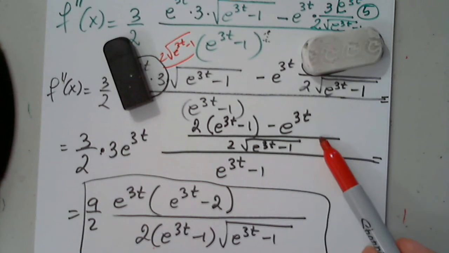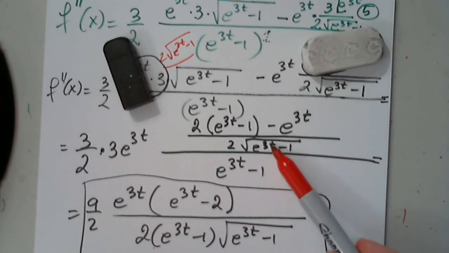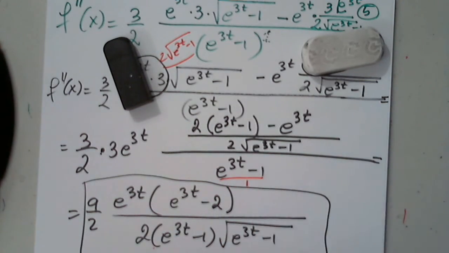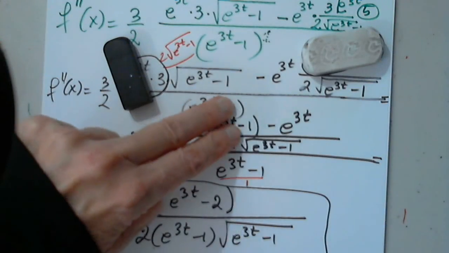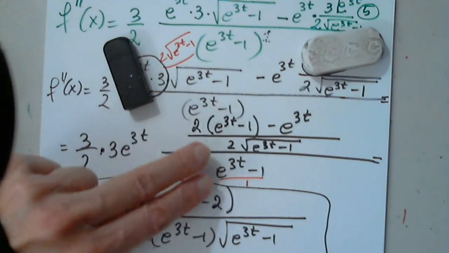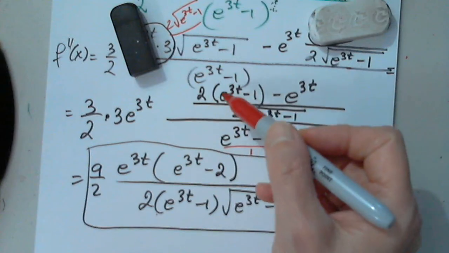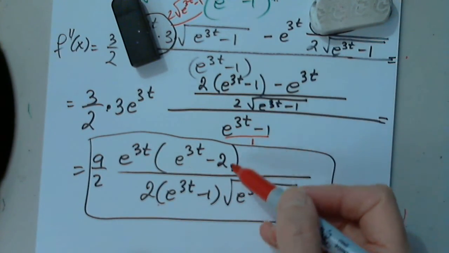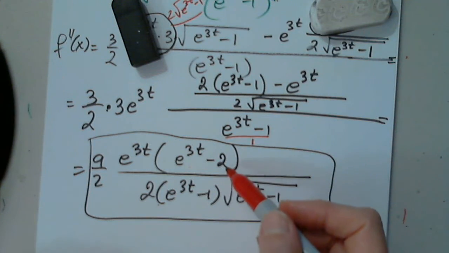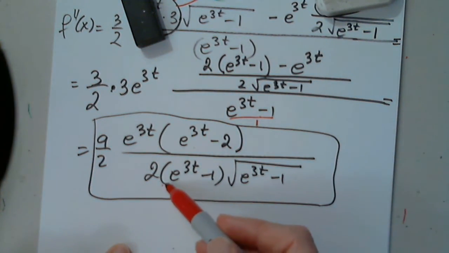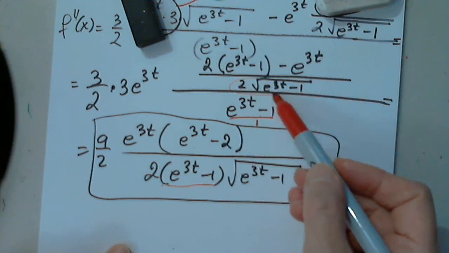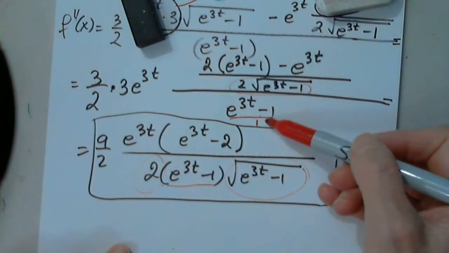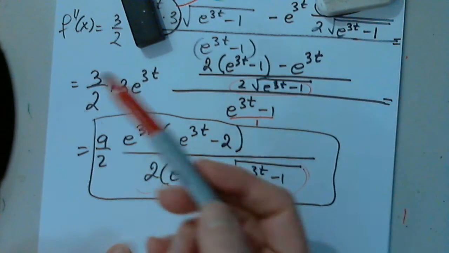And now the least common denominator is 2 the square root of e to 3t minus 1. This is over 1. So I have to flip it, because that's what I do when I divide two fractions. So I keep it 2 e to 3t minus e to 3t, which is e to 3t, but 2 times negative 1 is negative 2. So this denominator is now here. This denominator is now here, because I flipped this. And I copy the rest.